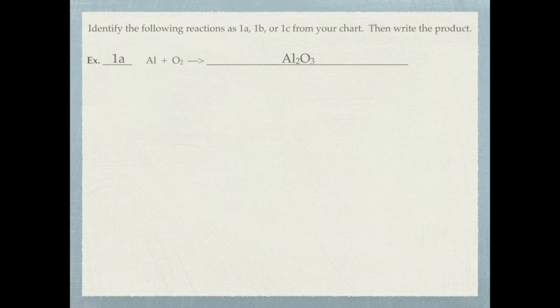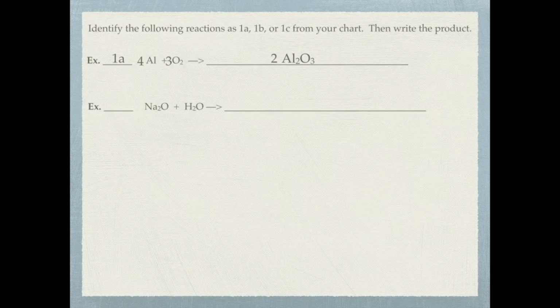So since I've got 2 oxygens on my reactant side and 3 oxygens on my product side, I'm going to put a 2 in front of aluminum oxide to make 6 oxygens. And I'm going to put a 4 in front of aluminum, since I have 4 aluminums, and a 3 in front of oxygen. And now I'm balanced. So that's a 1A. Let's look at the next type.